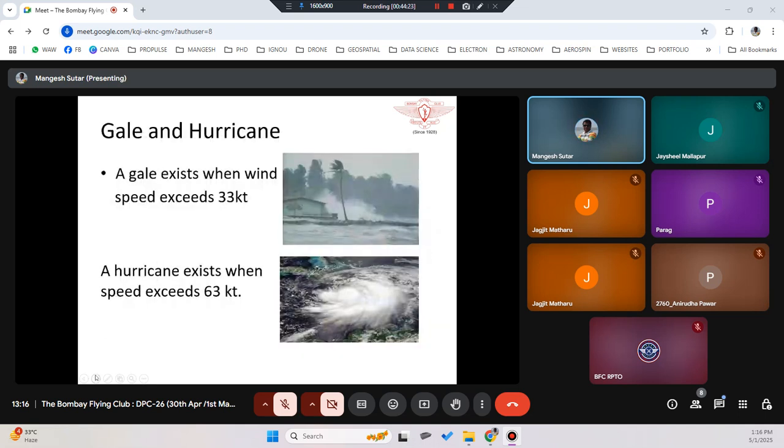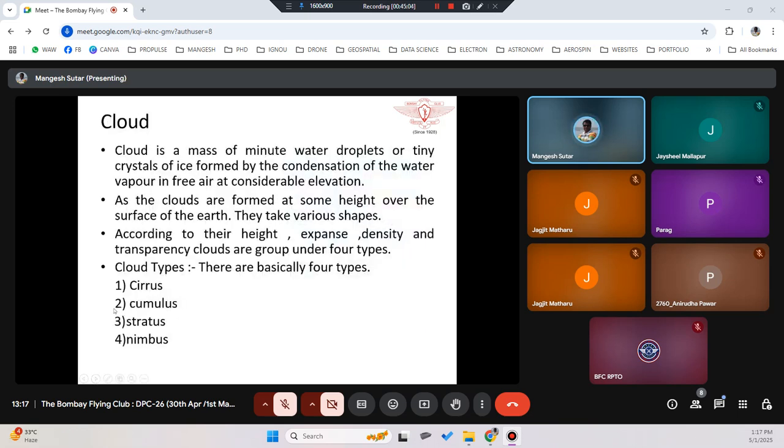Okay. Then if your wind is flowing at 33 knots, where the standard normal is 15 knots, double the normal wind speed, that is more than 30 or 33 knots, is called a gale. Okay, a gale exists when wind speed exceeds 33 knots. A hurricane exists when the speed is 4 times your standard normal wind speed, that is 63 knots, more than 60 knots. Okay, that is a hurricane. Normally you will not fly your drone in gale conditions or in hurricane conditions. Clear? Okay, so that's about the wind.